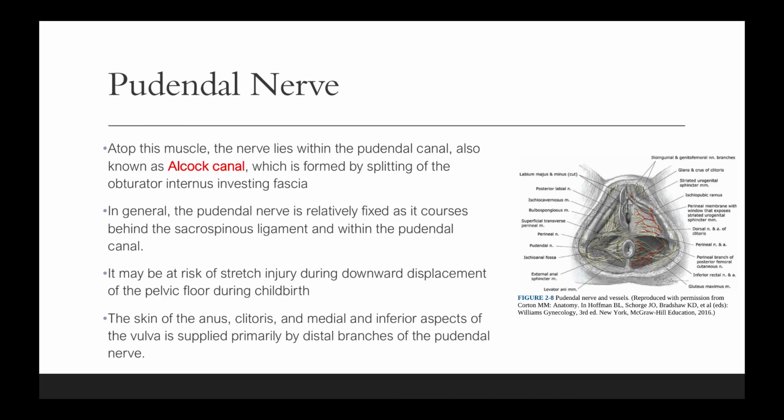Atop this muscle, the nerve lies within the pudendal canal, also known as the Alcock canal, which is formed by splitting of the obturator internus investing fascia. In general, the pudendal nerve is relatively fixed as it courses behind the sacrospinous ligament and within the pudendal canal. It may be at risk of stretch injury during downward displacement of the pelvic floor during childbirth. Now, the skin of the anus, clitoris, and medial and inferior aspects of the vulva is supplied primarily by distal branches of the pudendal nerve.